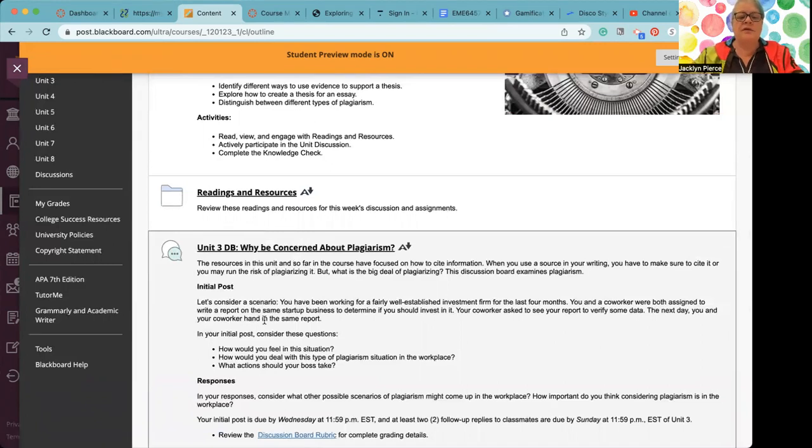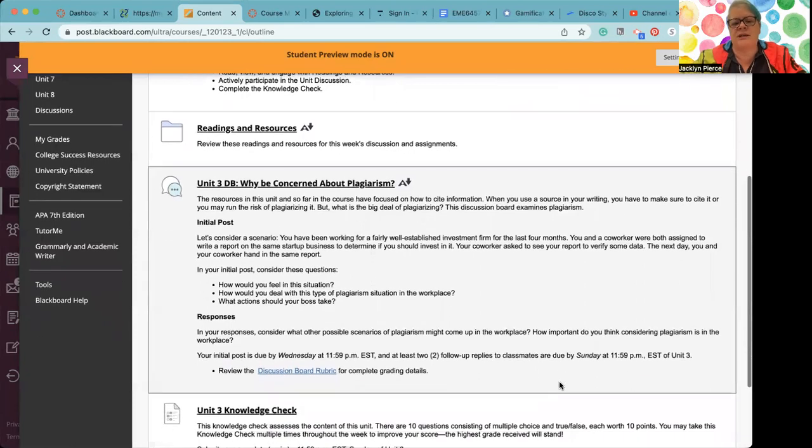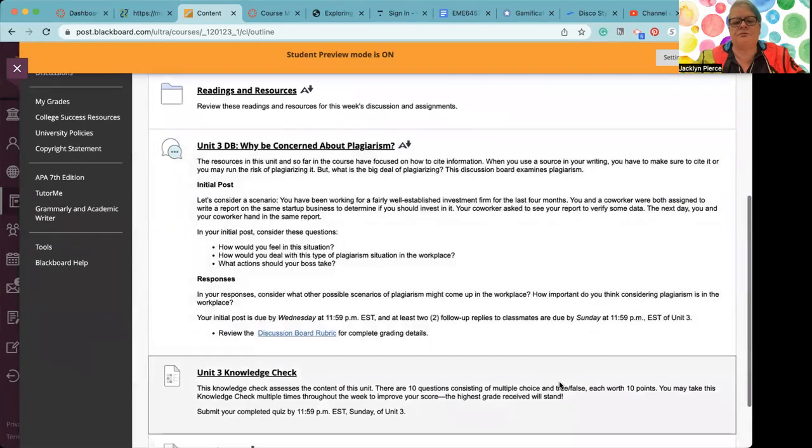So you have been working for a fairly well-established investment firm for the last 4 months. You and a coworker were both assigned to write a report on the same startup business to determine if you should invest in it. Your coworker asked to see your report to verify some data. The next day, you and your coworker hand in the exact same report. So how would you feel? How would you deal with it? Because the person has plagiarized off of you. And what actions do you think your boss should take in a case like that?